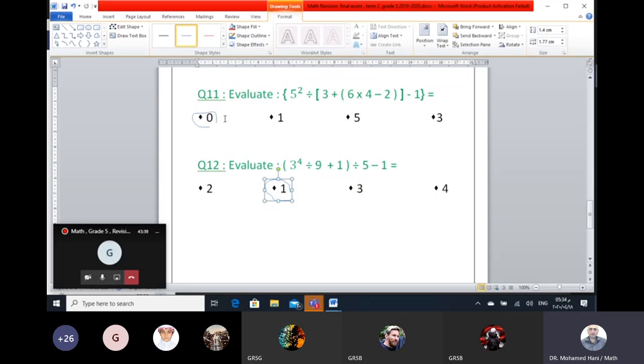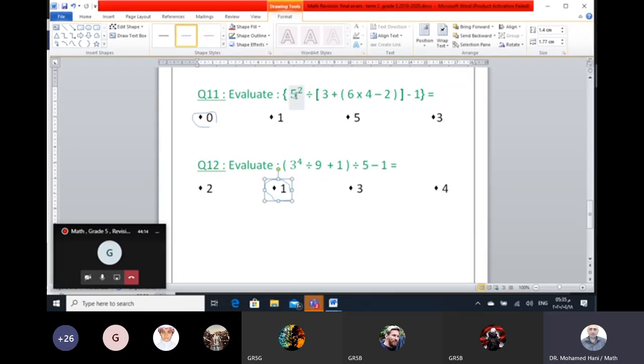Question 11 now. Evaluate. Here we have braces, and here we have brackets, and here we have parentheses. The order is parentheses, then brackets, then braces. Go through the parentheses. You have multiplication and minus. Do multiplication first. 6 multiplied by 4 will be 24. 24 minus 2 will be 22. 22 plus 3 will be 25. So the value here is 25.